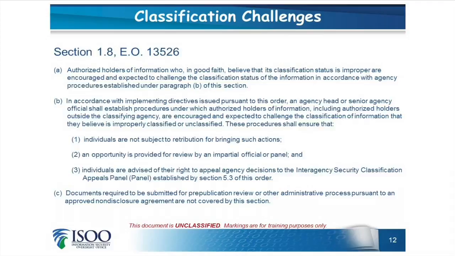Agency heads and senior agency officials are required to establish procedures under which authorized holders of information are encouraged and expected to challenge the classification of information that they believe is improperly classified or unclassified while not being subject to retribution. The agency must establish and publicize the review process as well as appeal processes. An important distinction to make is that documents that are required to be submitted for pre-publication review or other administrative process pursuant to an approved non-disclosure agreement are not covered by this section, but are covered as a separate process.